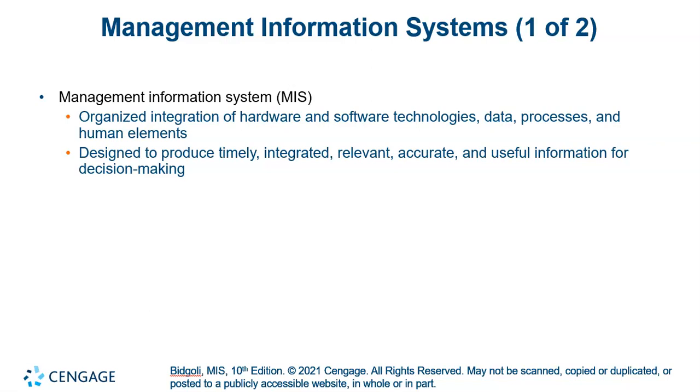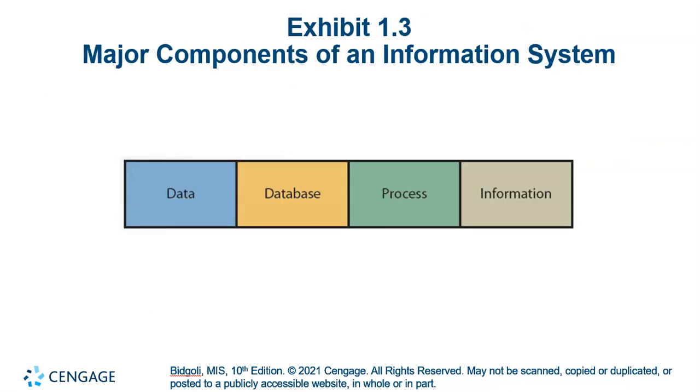Anytime you go to Sheets out in Crescent or your local Sheets and you order something from the MTO machine, that's an MIS system. ATMs, Amazon, all of these are management information systems, and they take relatively large, complex tasks and make them instantaneous and incredibly easy for both the consumer and the organization. All systems share these four common things: data, database, processes, and information.